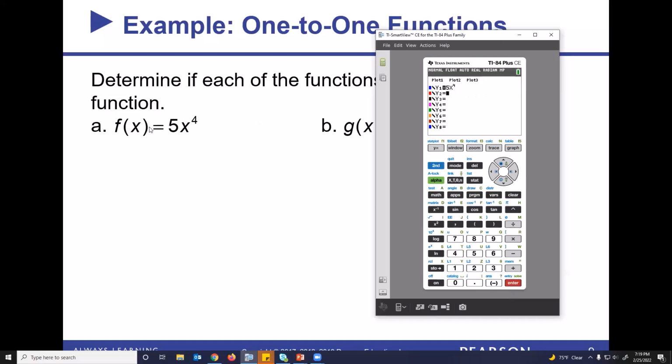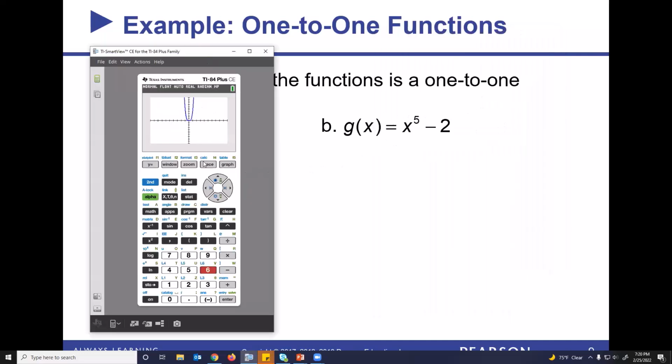So I'm going to put in y1, 5x to the 4th, and then I'm just going to hit graph. Remind yourself, if you've been playing with your graph a lot, you might want to hit zoom 6 just to make sure that you have the standard viewing window. Okay, so here is that graph. Go ahead and pause and take a second and see, is that one one-to-one? Let's go ahead with the second one. I'm going to put the second one in: x to the 5th and then minus 2. Take a peek at that and give yourself a second to pause and think, is this one-to-one?